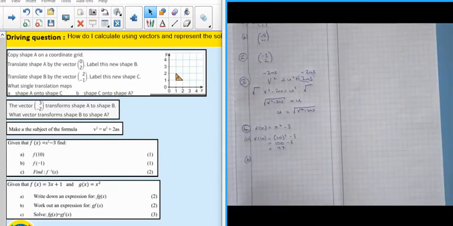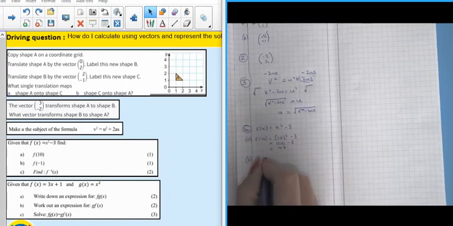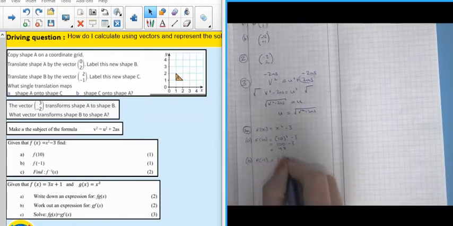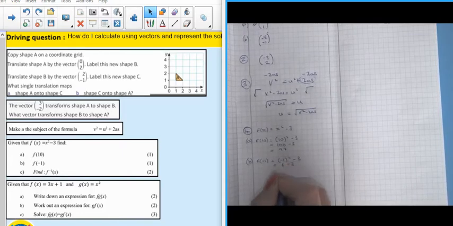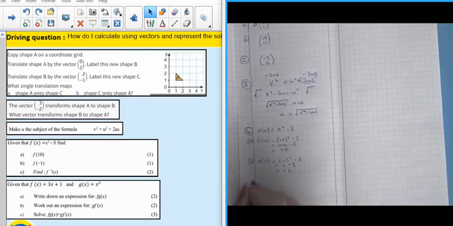Part B, same thing, I'm substituting negative 1 here. So negative 1 squared minus 3, negative 1 squared is 1, and 1 taken away 3 is negative 2.